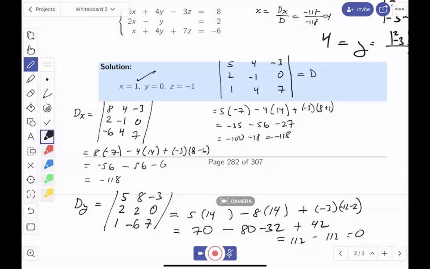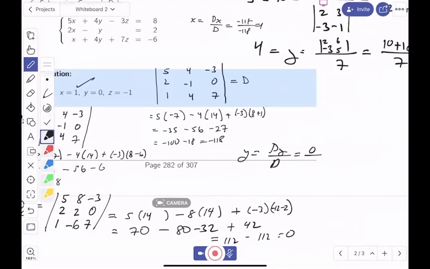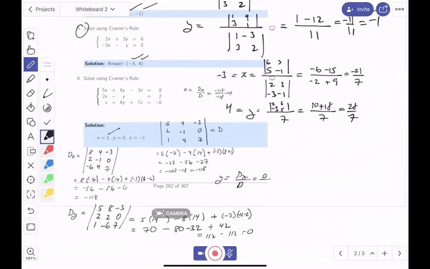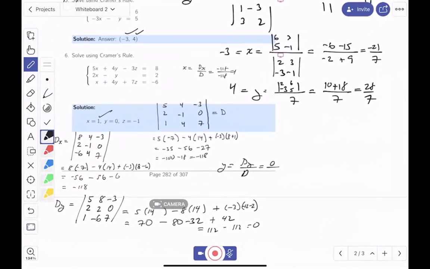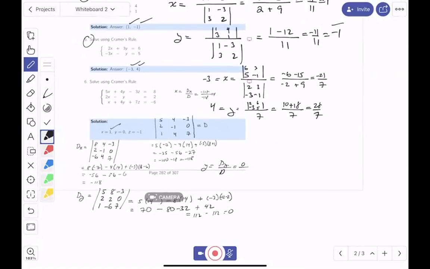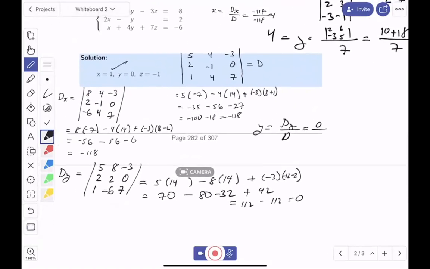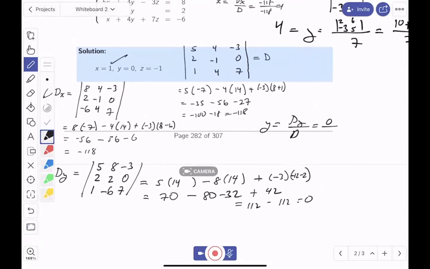All right. So what's y going to be equal to? I'll write this down for you. Y is going to be dy over d, which is going to be 0 over, and what was d? D was, not that it matters anymore, did I write d down? Oh, d was -118, I'm sorry, so y is 0. What's y? Y is equal to 0. Got that one. Let's put z down now.